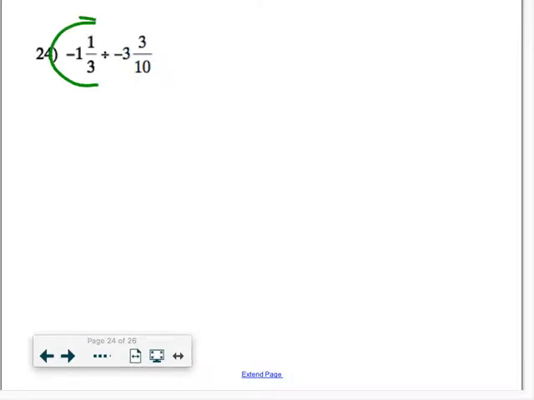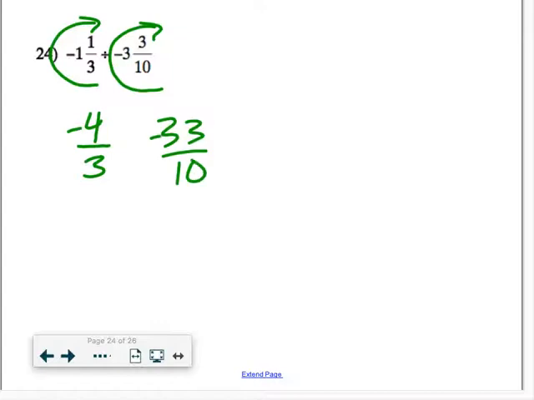Okay. Round the clock. 3 times 1 is 3, plus 1 is 4. Remember, when changing mixed numbers with negatives, it's the same as if they were positive. You just have to add the negative at the end. 10 times 3, 30, plus 3, 33 over 10, negative. Can't forget that. And of course, we have a division problem.